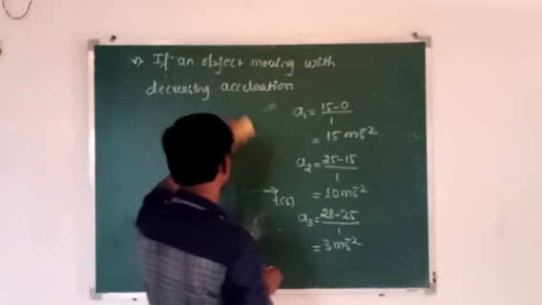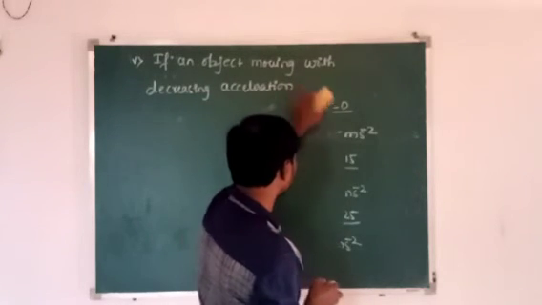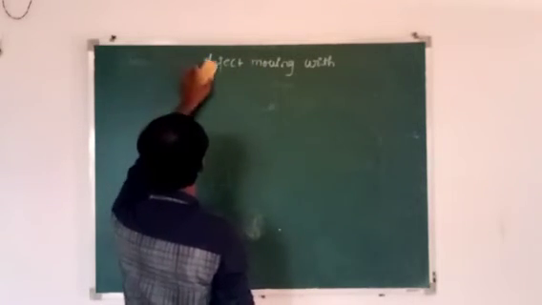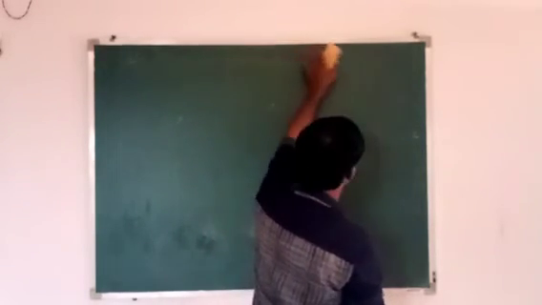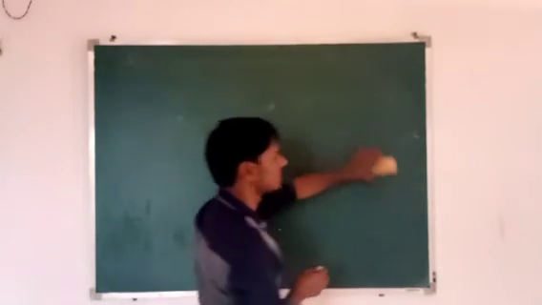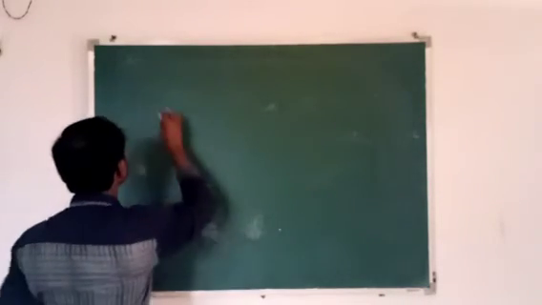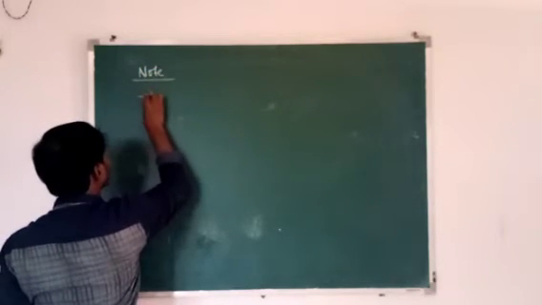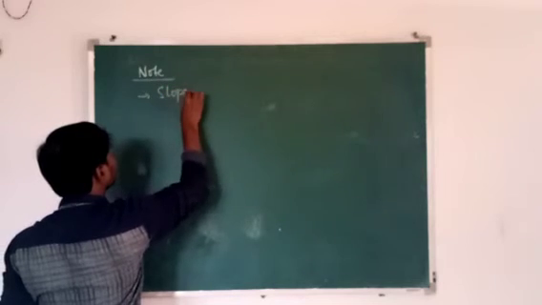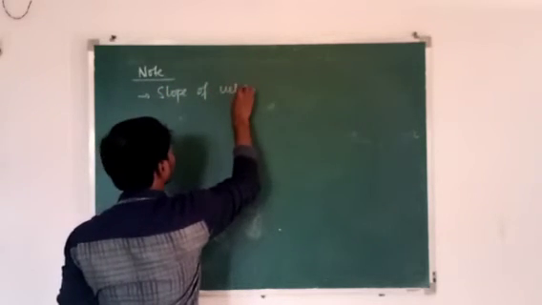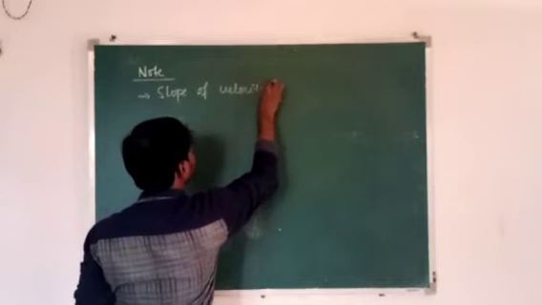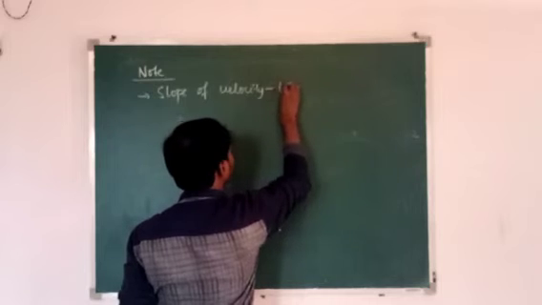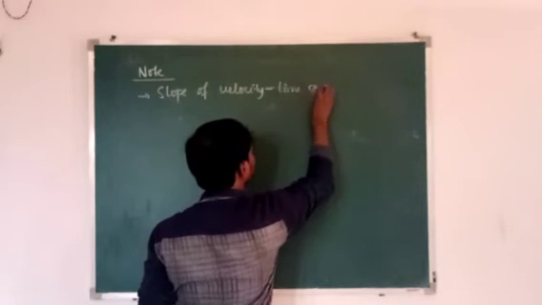Next we are going to find what is the slope of velocity versus time graph. The slope of velocity versus time graph is acceleration. Note, first one, slope of velocity versus time graph is acceleration.